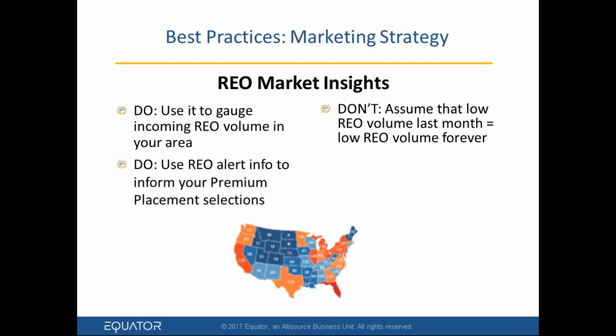Use REO Alert info to inform premium placement selections. So this might be a little bit complicated for some, but I'll try to make it very, very simple. REO Market Insights gives you data and analytics for a county, and you may farm and work in multiple counties. So now you understand what's happening in that county. REO Alerts, and we'll talk a little bit more about these in a second, gives you the real-time activity of properties that are ready to be listed. So REO Alerts tell you this is happening now. Asset managers are going to choose an agent.